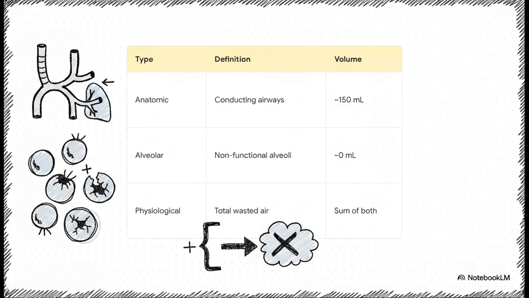Anatomic dead space is the volume of your conducting airways, like your trachea and bronchi, where the physical walls are just too thick for gas exchange. This is normally about 150 milliliters. Alveolar dead space is air that actually reaches the alveoli, but those specific alveoli are damaged or they lack blood flow, so no exchange happens anyway. Now, in a healthy person, this is virtually zero. Finally, physiological dead space is just the sum of both. It represents your total overall wasted ventilation.